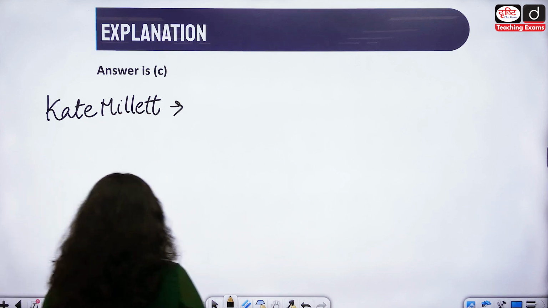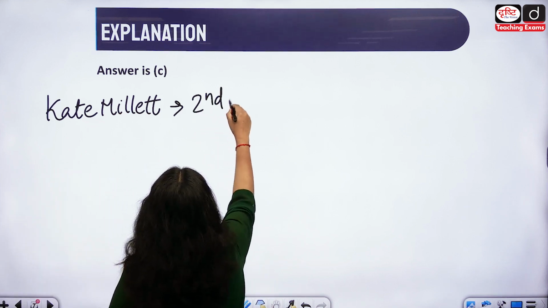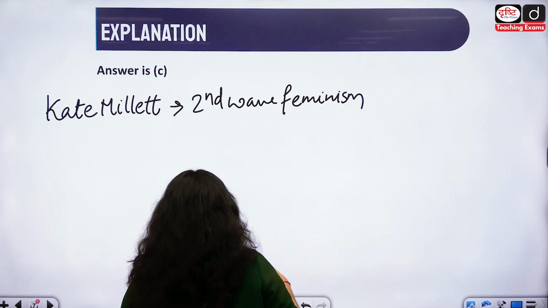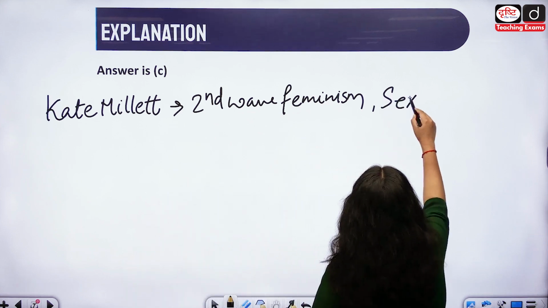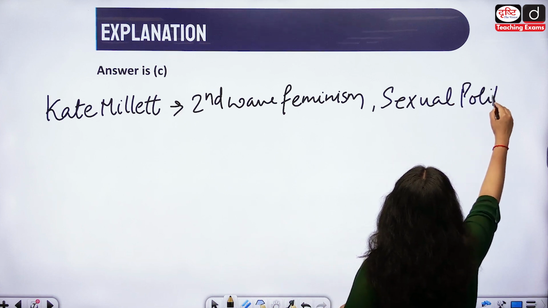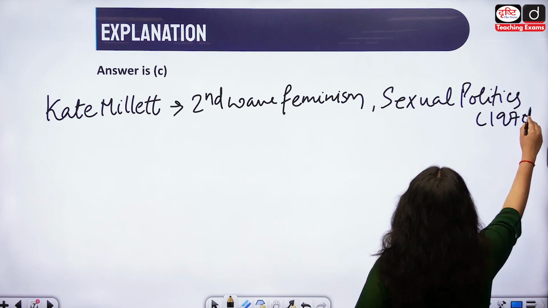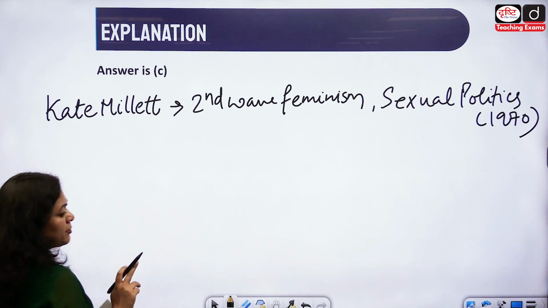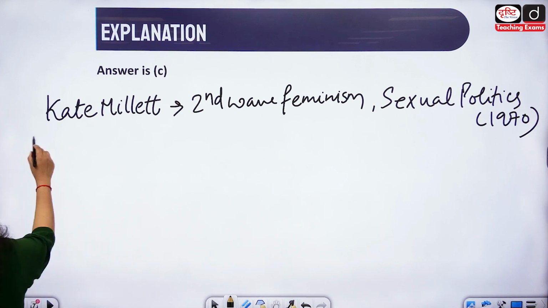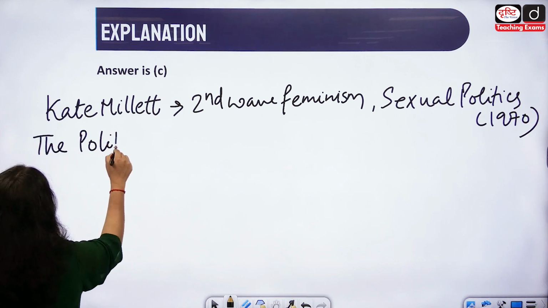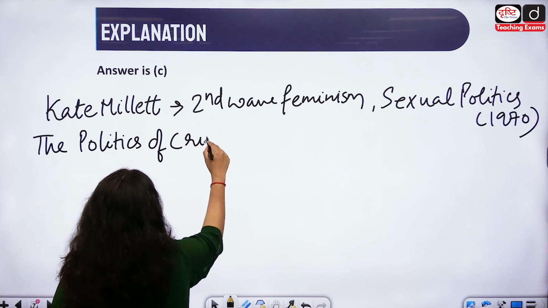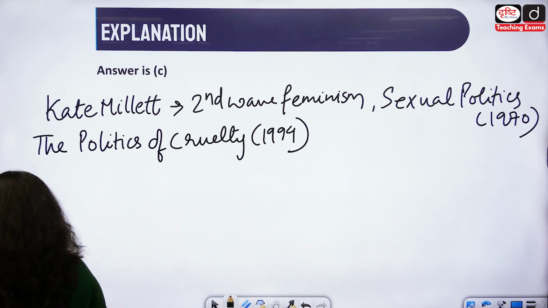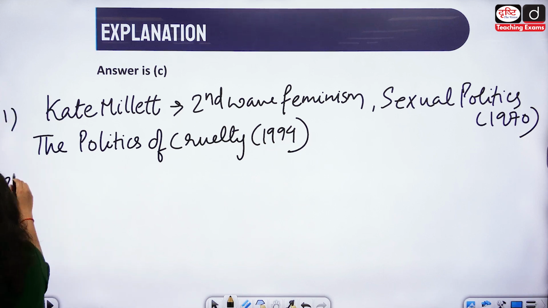Kate Millett is a very famous thinker of the second wave feminism, and she published her work Sexual Politics in 1970. She also wrote another work. It is important not to remember only one book, as there are other books as well. The Politics of Cruelty was published in 1994.